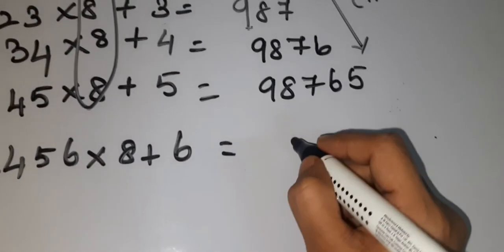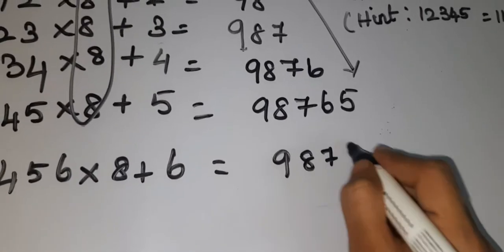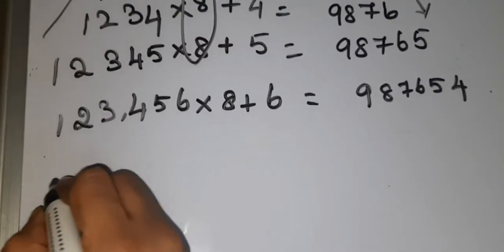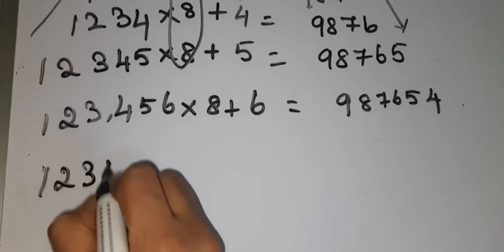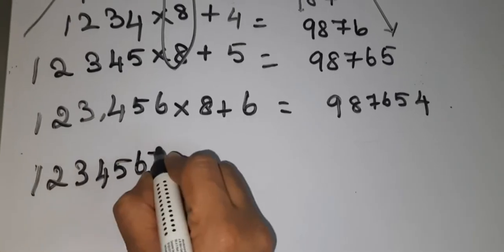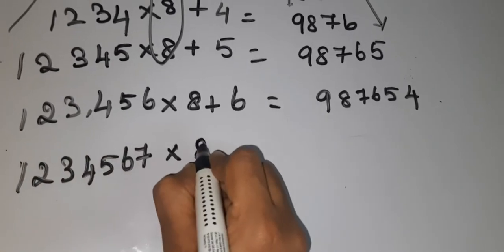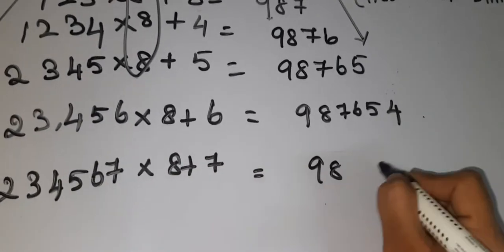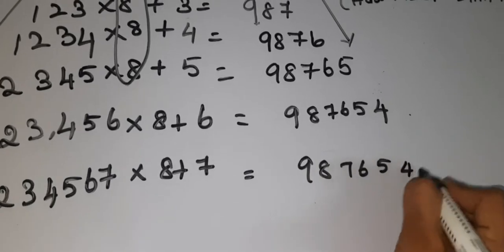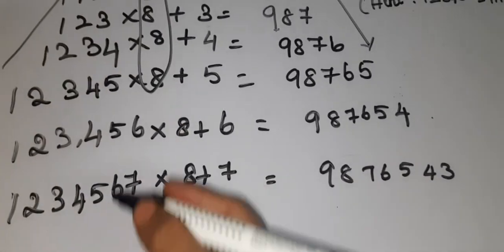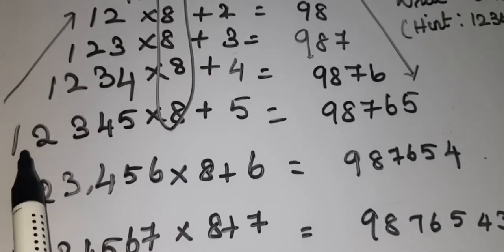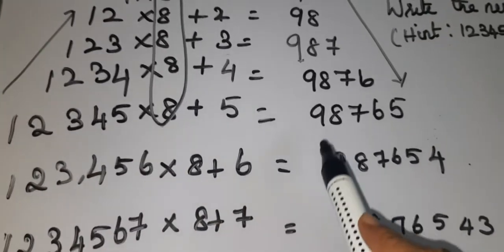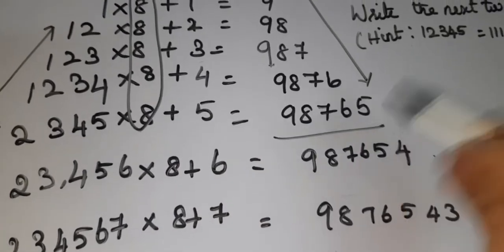And on the right side, in reverse order, it is 9, 8, 7, 6, 5, 4. So the next step would be 1234567, which is multiplied with 8 again plus 7, which will give 9876543. So these are the two steps which come after 12,345 multiplied with 8 plus 5 is equal to 98765.